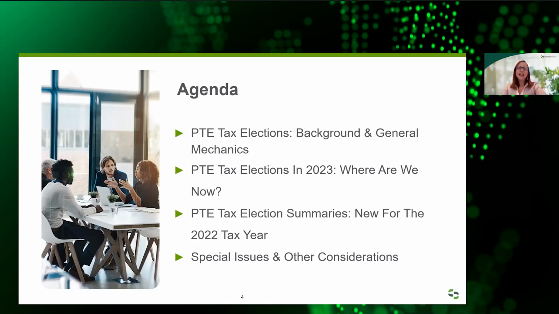So welcome. Today's agenda, we are going to be looking at background and general mechanics of pass-through entity tax elections. I know a lot of people are attending today more for the updates and what's happened, but we have to give some basics because I believe there's a lot of people who may not have a lot of the basics or background or understand how it works. Then we're going to look at pass-through entity tax elections in 2023. Where are we now? There's been a flurry of activity. Pass-through entity tax election summaries. We're going to look at some of the new states for 2022 and look at those specific states and how those work. And then we're also going to discuss some special issues and other considerations.